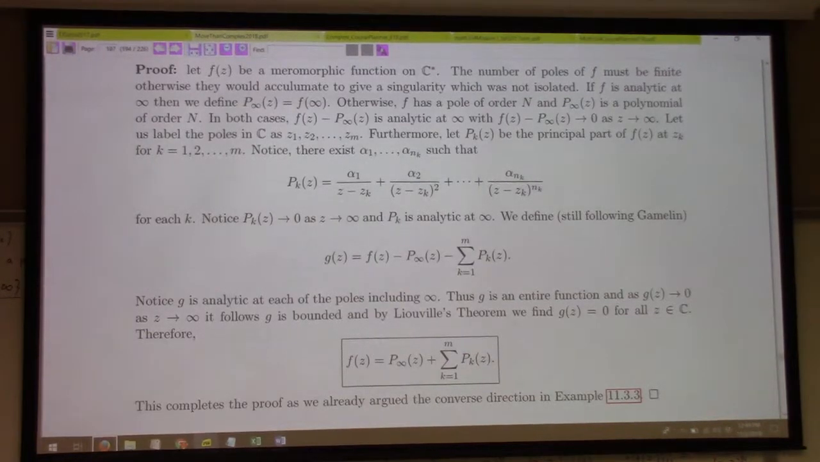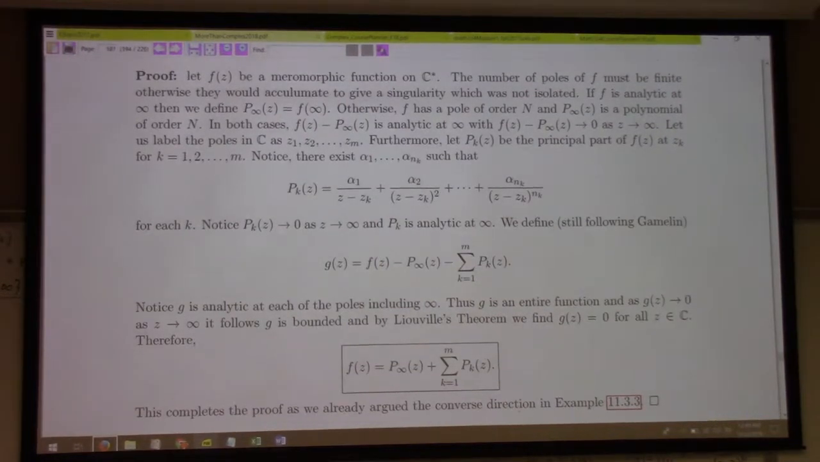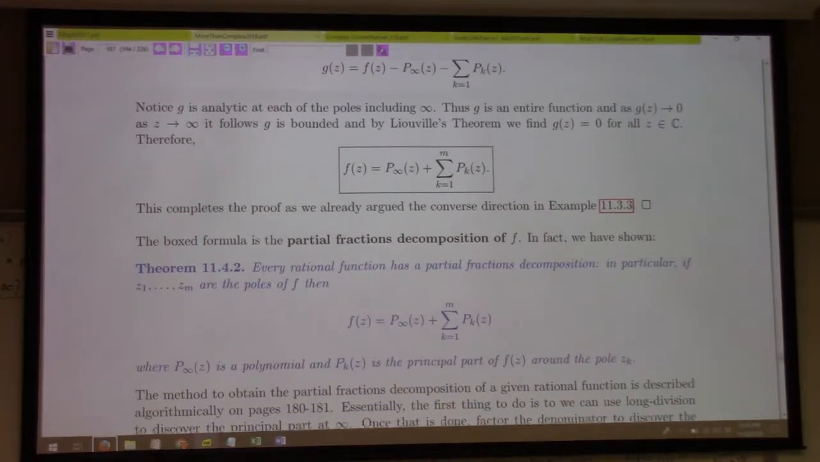So it's a really, really neat argument. The reason it seems neat and untechnical is because I've hidden the rather laborious real analysis which is needed to make rigorous this first sentence: the number of poles must be finite, otherwise they would accumulate to give a singularity which was not isolated. It's actually not laborious. It just takes background that we do not currently have. Yeah. Okay. Very neat, though.